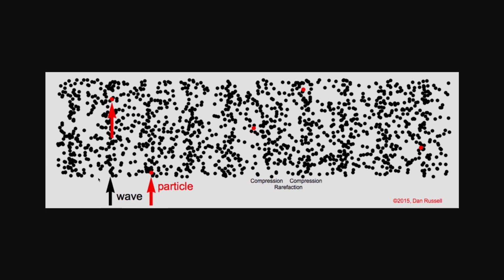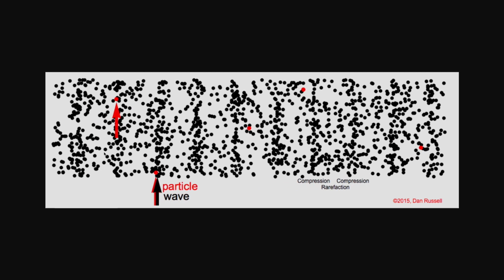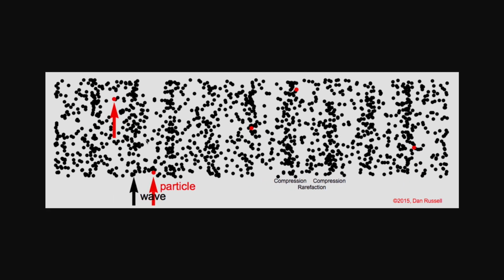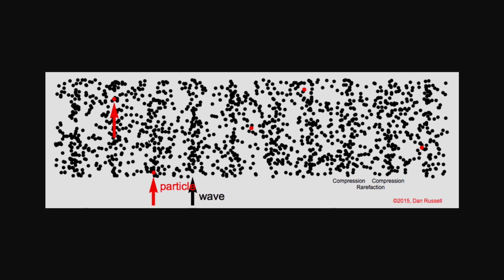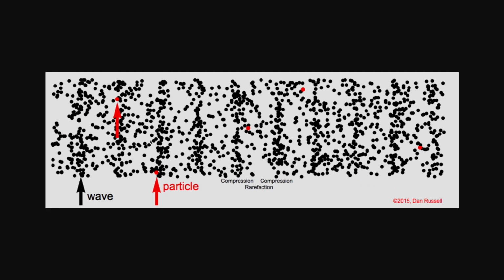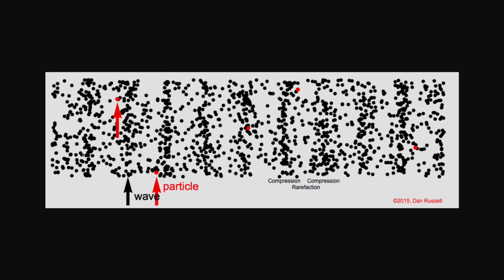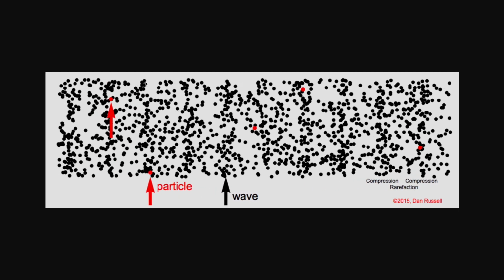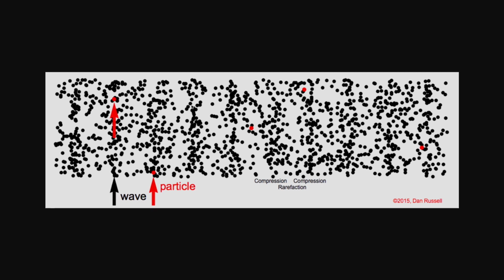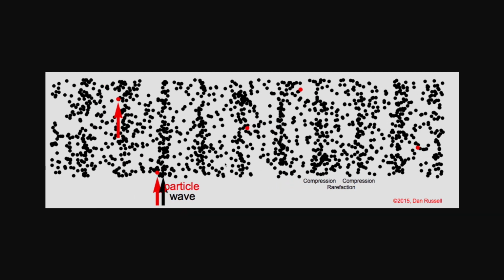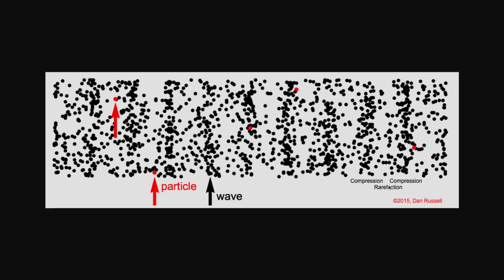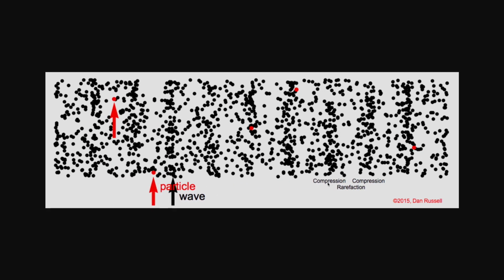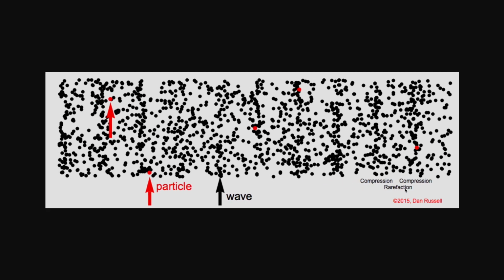So as we can see, this is a visualization of air particles as a sound wave is moving through the air. The black dots here are representing the air particles around us. As we can see, there are parts of the wave that have a high density of particles, and other parts that have less. If we follow the descriptions at the bottom, we see that where they are very densely packed, those are compressions, and in the middle they are rarefactions.